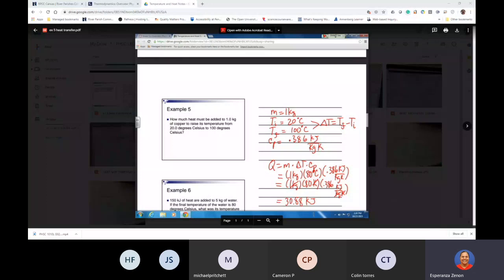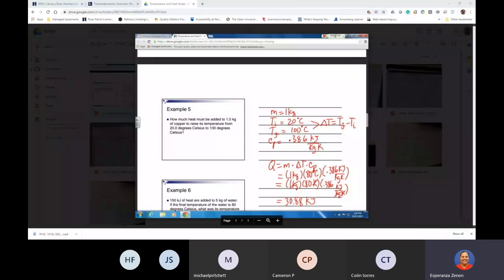So in this particular problem, we're raising the temperature, and so we're going to have to put heat in. And so we go to our specific heat formula. They gave us the mass in kilograms in this problem, so we don't have to do any converting. We know the temperature difference is found by taking the final temperature minus the initial temperature. That will give us 80 degrees Celsius temperature difference. And then we just look up the CP value for copper.